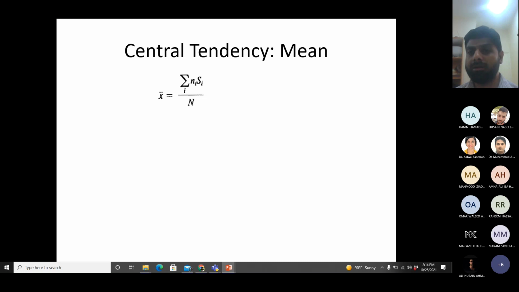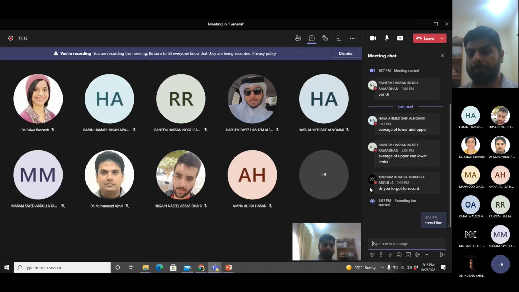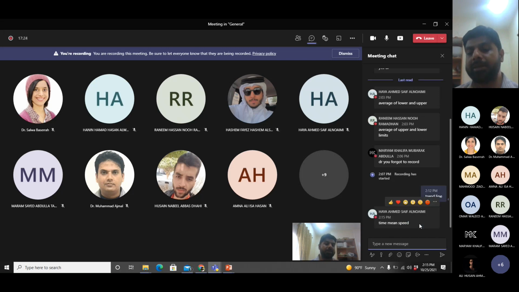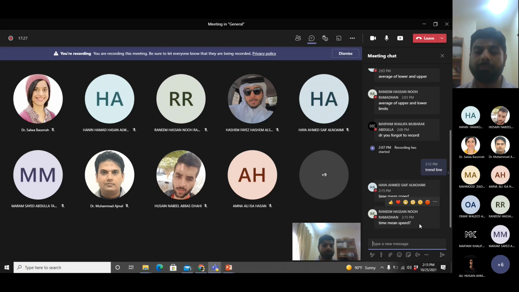Start with the calculation of measures of central tendency. The most obvious one, the most commonly used measure of central tendency is mean. Now I've explained this point yesterday as well. When we calculate the mean of spot speed, what type of mean speed is it called? We discussed two types of mean speeds earlier in the previous chapters. So when you are taking the mean of spot speed, what type of mean speed is it? Time mean speed. Yes, Haya, very good. Yes, time mean speed. Raneem, right?